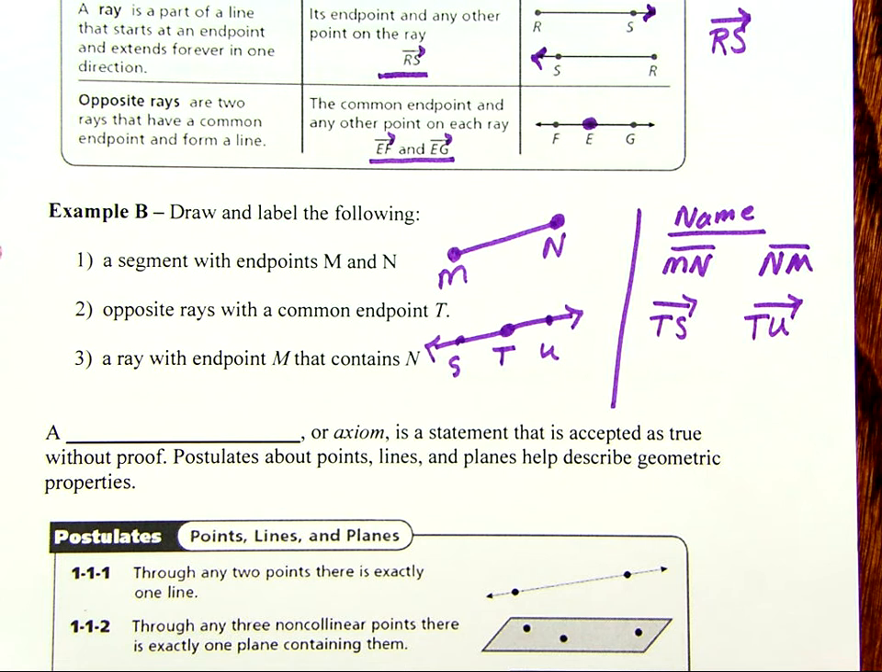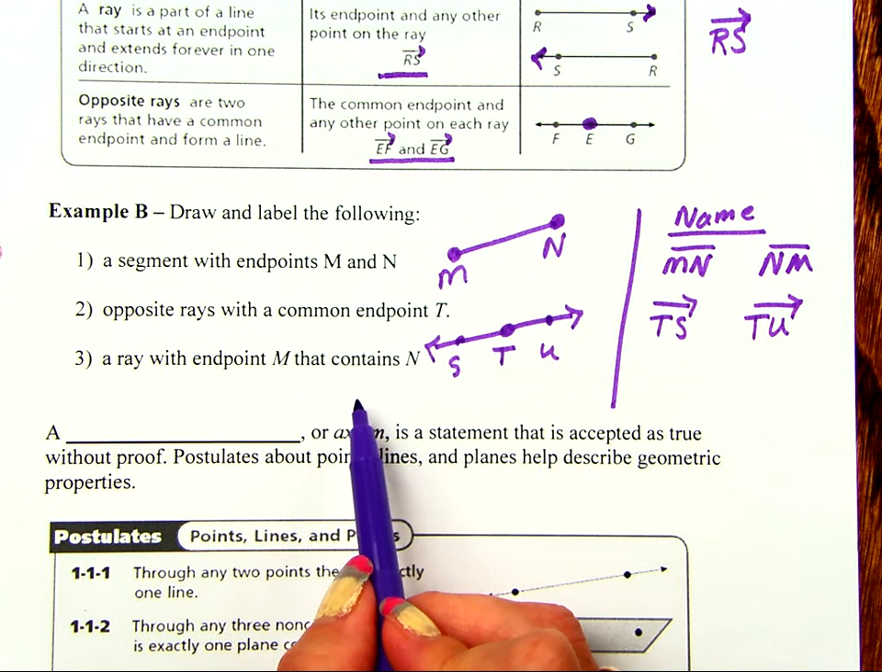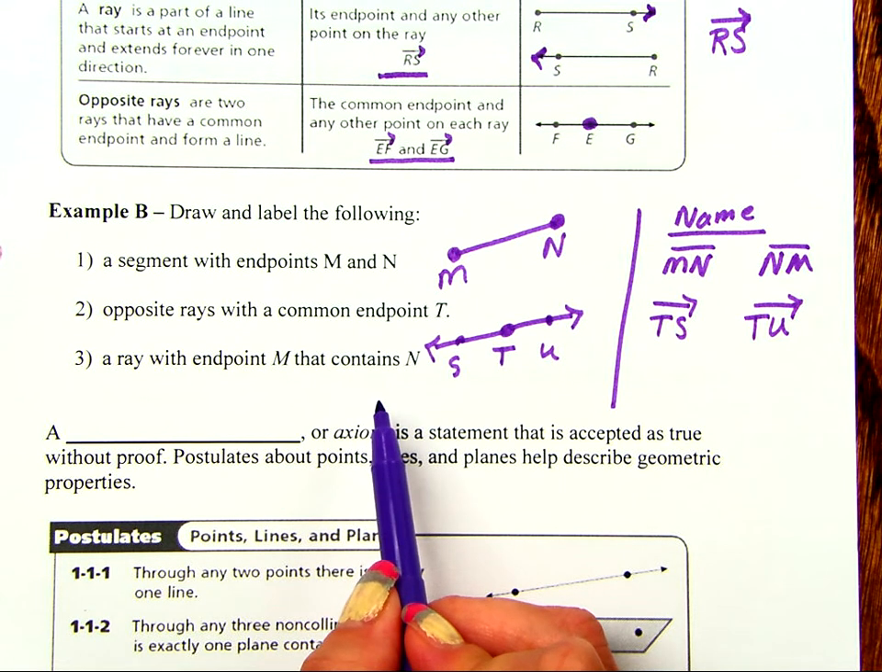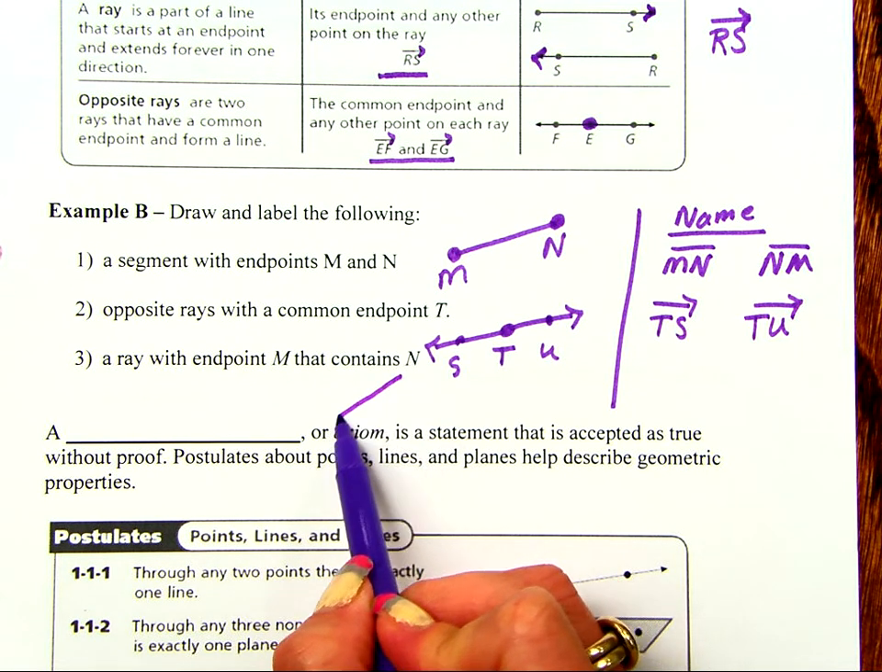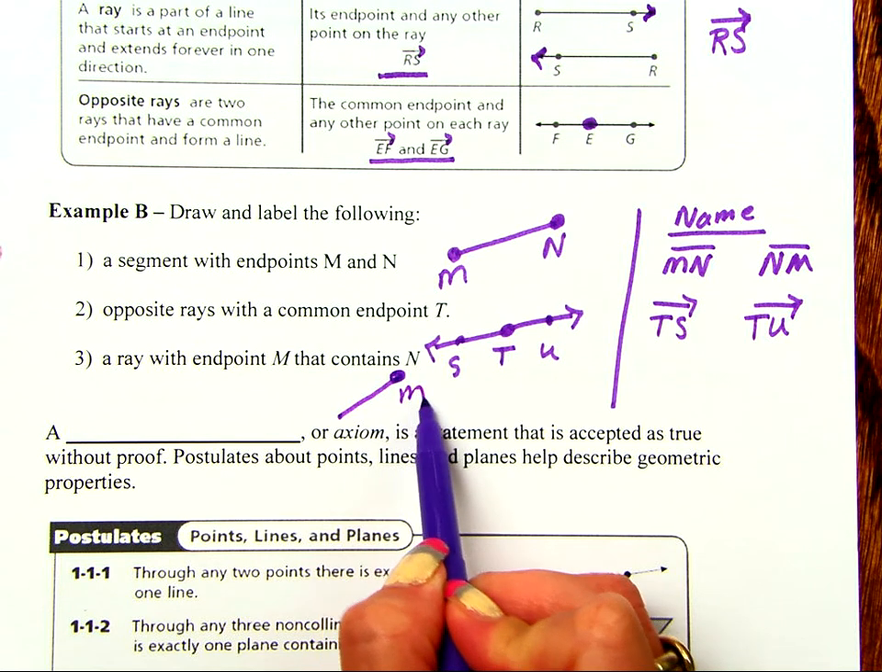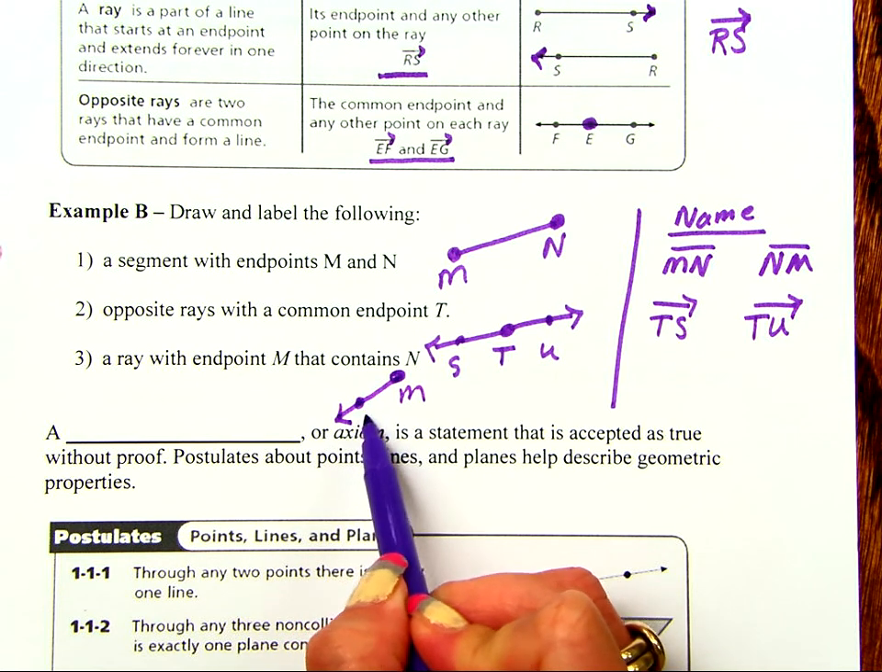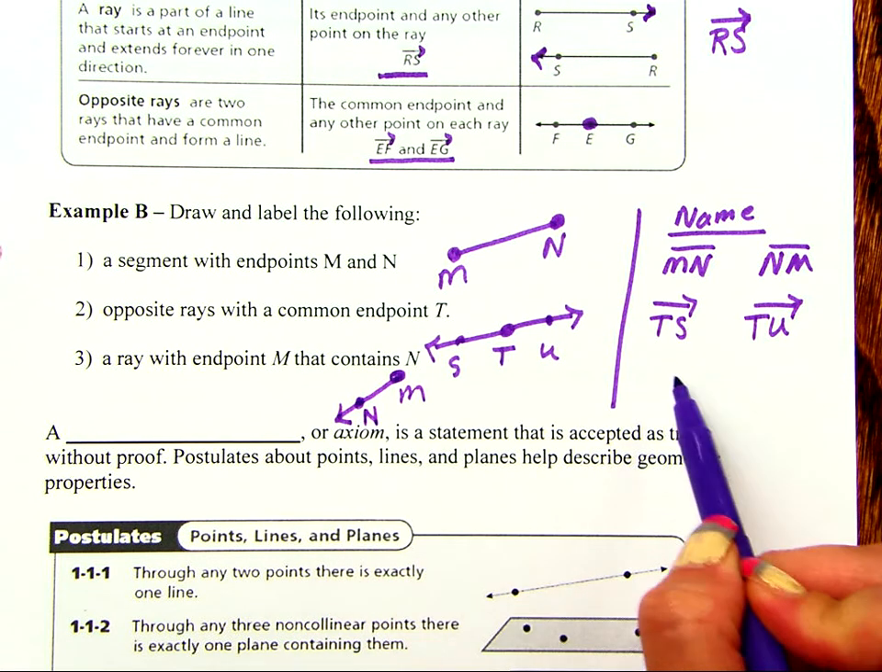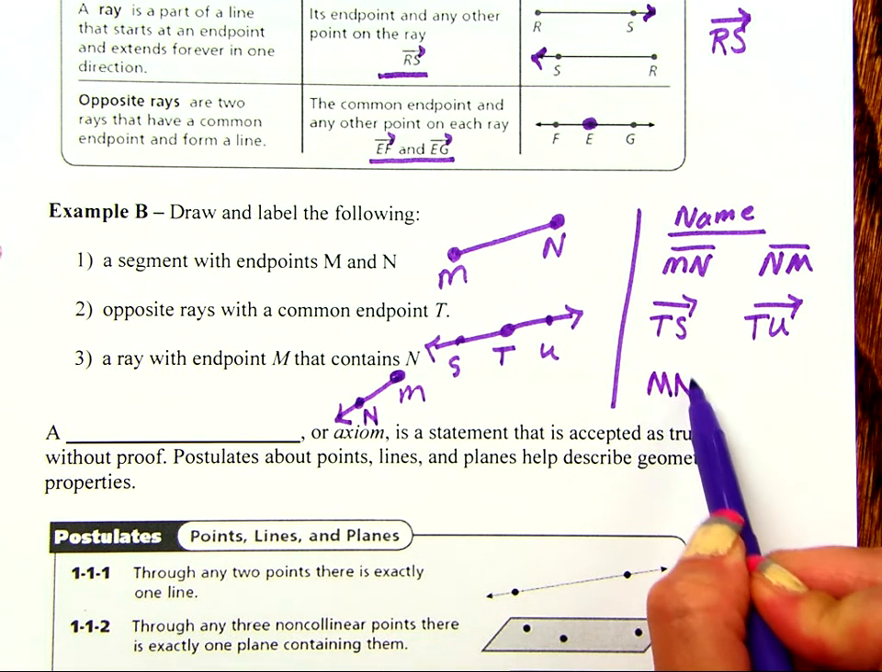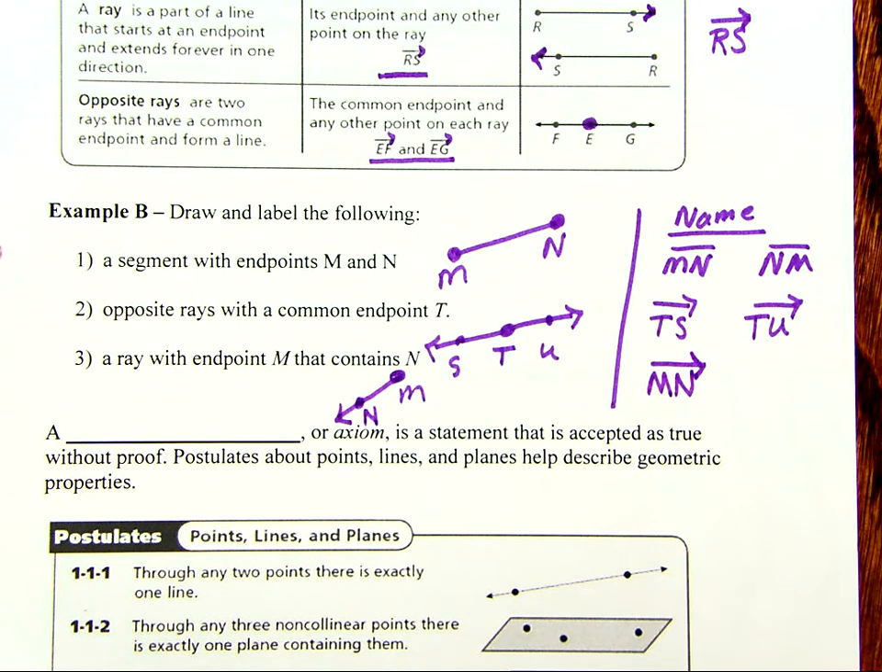And finally, number 3, a ray with endpoint M that contains N. Well, my endpoint has to be M. It doesn't matter which direction my ray is going. But in the end, when I name that, I have to start with the endpoint.